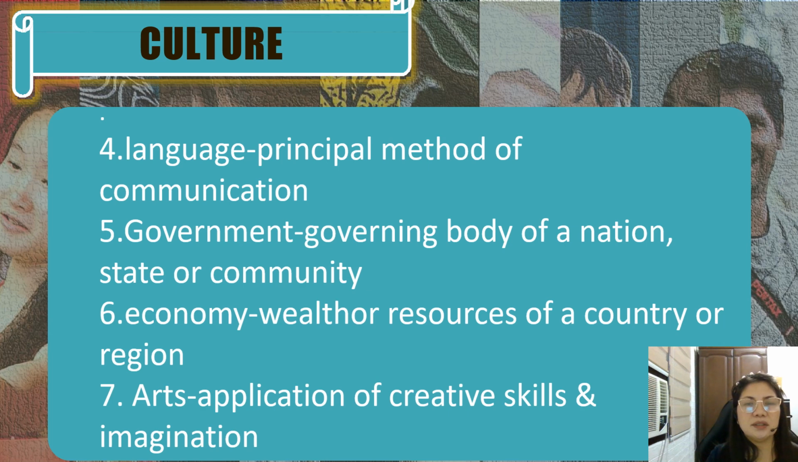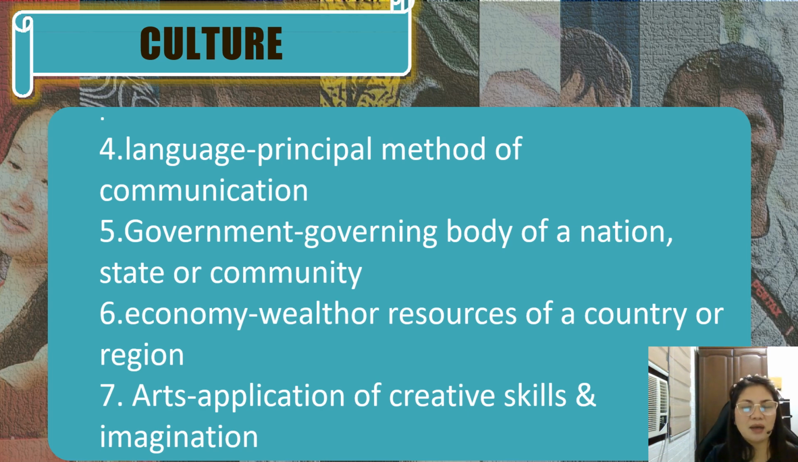4, language. Language is a principal method of communication. So the words used by a group of people, whether dialect, jargon, lingo, or even sign language, form part of culture. Number 5, government. It is the governing body of a nation, state, or community, whether monarchy, democratic, or dictatorship.